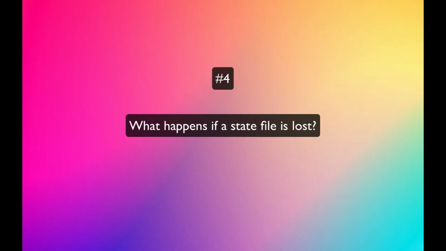And the next question is, what happens if a state file is lost? Typically, we should make sure that the state file is never lost. While storing in S3, you can use locking mechanisms, and we can also use replication mechanisms to have a copy in some other location so that at any cost, we do not lose this file. But in case the file is lost, what happens? How does Terraform behave?